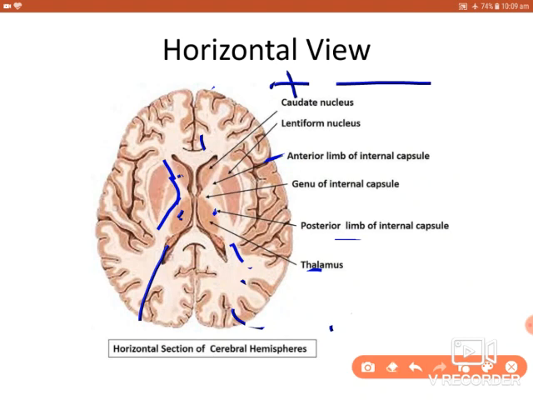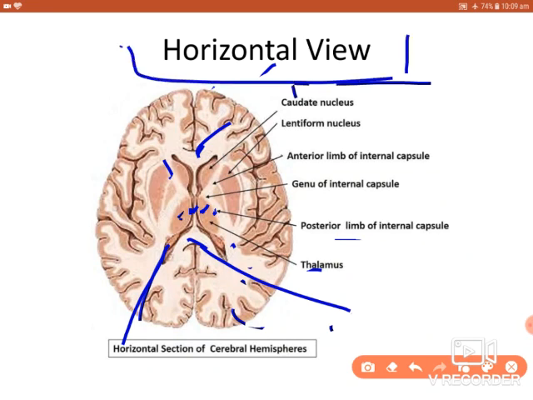Here, this cavity between the thalami is the third ventricle. Here, this is the anterior horn of the lateral ventricle. This is the posterior horn of the lateral ventricle. We can see the corpus callosum. This is the genu, this is the splenium. They made a transverse section. So that's the horizontal section.